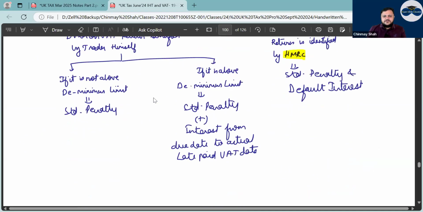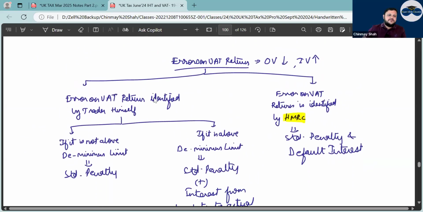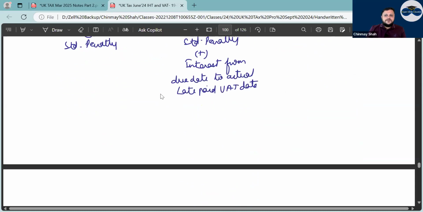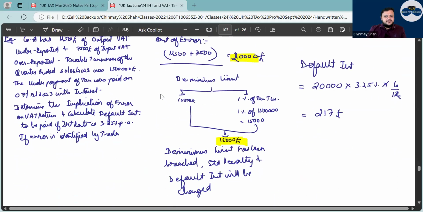Errors on VAT return. If there is an error on VAT return identified by the trader himself, and it is not above the de minimis limit, right? Then he will have a basic standard penalty. If it is above what? Tell me. De minimis limit, then there will be a standard penalty plus interest from due date to actual late paid VAT. And if an error on VAT return is identified by HMRC, standard penalty plus default interest, both will be there. Then de minimis limit is okay.